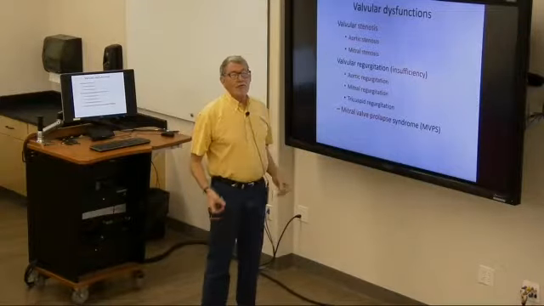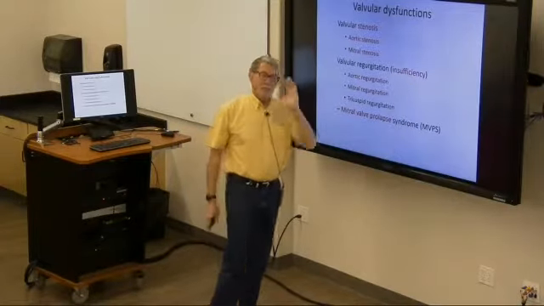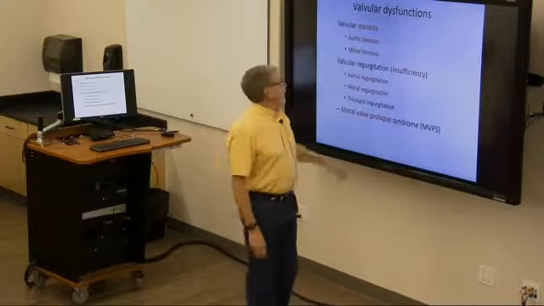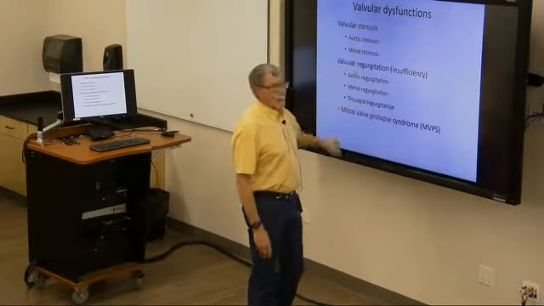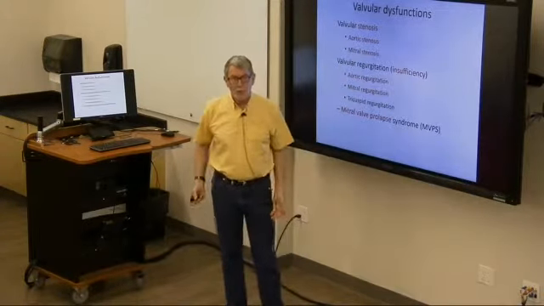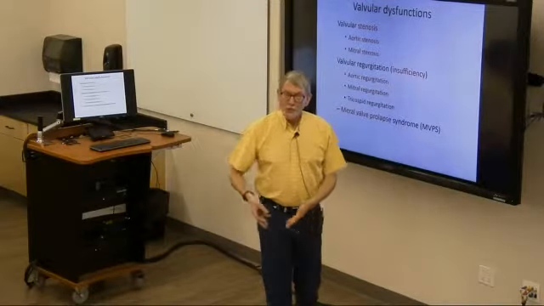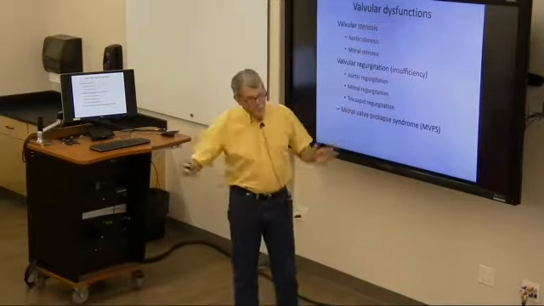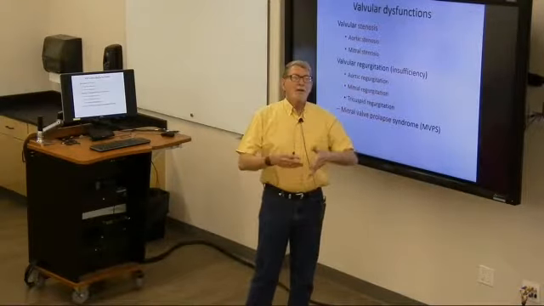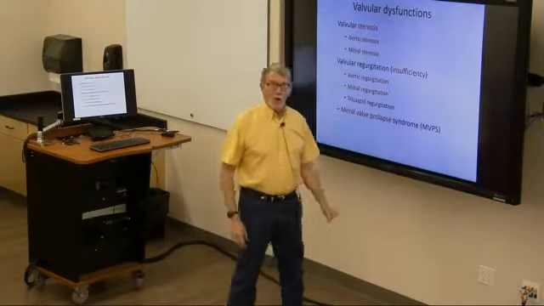Valvular stenosis means it won't open wide enough to let the blood go through. Aortic stenosis and mitral stenosis are the two biggest problems. Mitral stenosis won't let the blood go down into the ventricle. Aortic stenosis won't let it leave the ventricle, and the ventricle has to work extra hard.